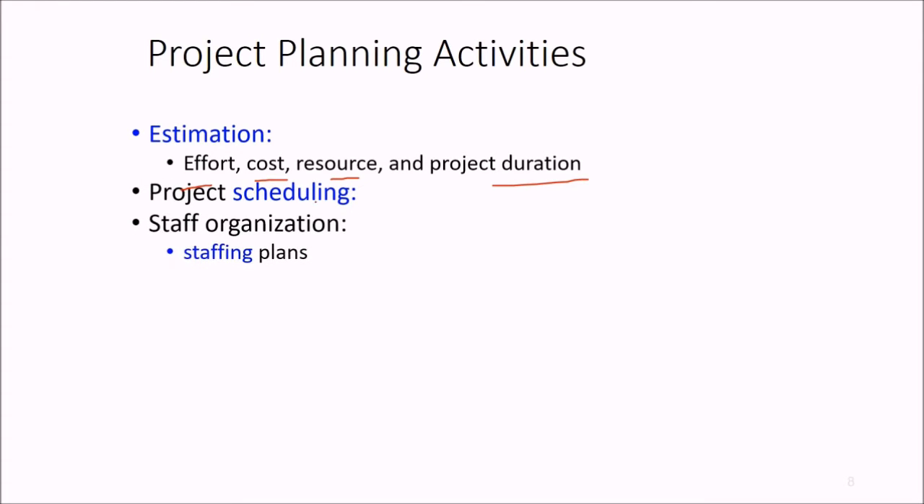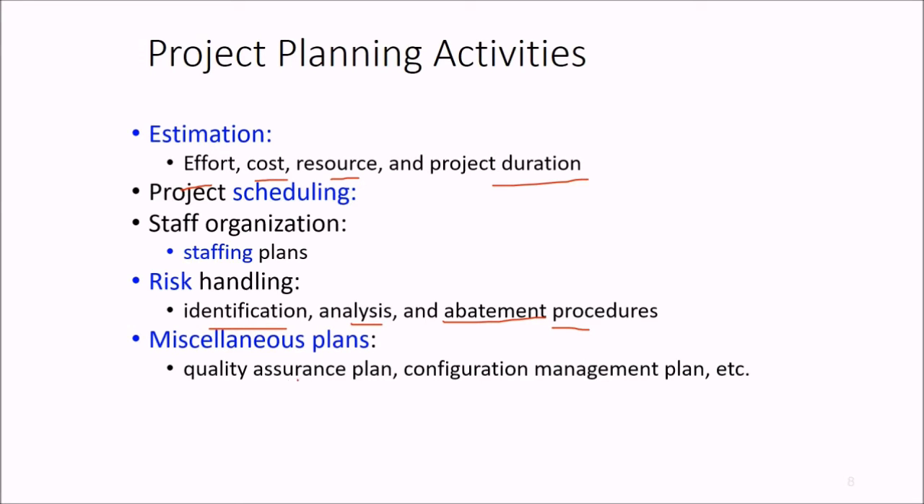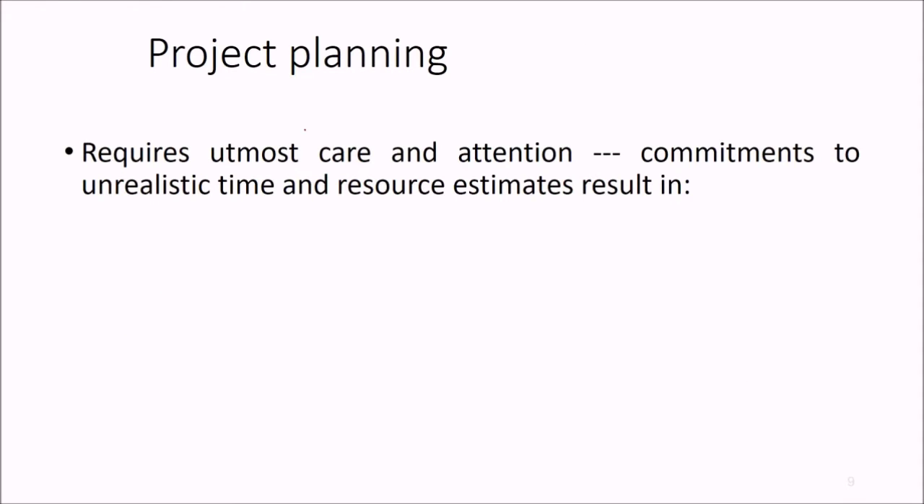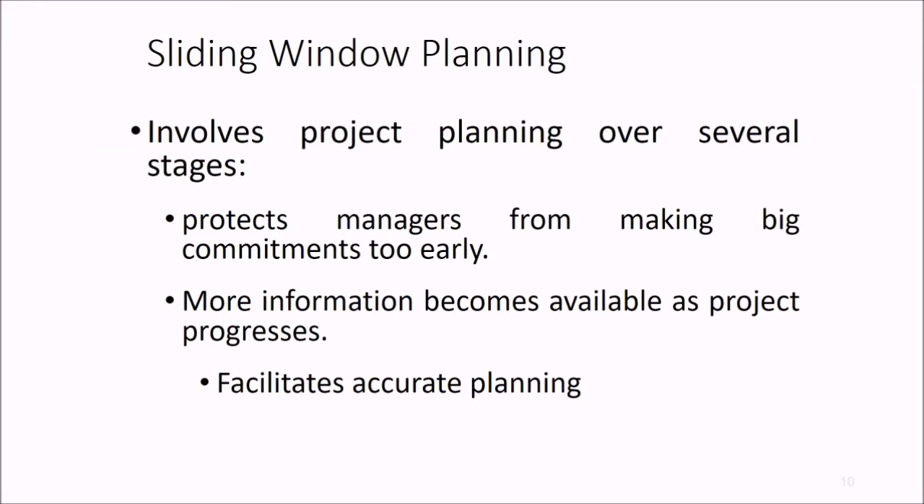Then scheduling of the project, staffing plans, risk handling. First they identify risk, they analyze, then the abatement process: how to get rid of them, avoid them, ignore them, or rather compete with them. Then we have miscellaneous plans like quality assurance plans and configuration management, that means change or changes. Project planning requires a tremendous amount of care and attention. Commitment to unrealistic time and resource estimates may result in delays, which will be quite irritating. The customer will be dissatisfied, there will be an adverse effect on team morale and poor quality work, and finally project failure will happen.